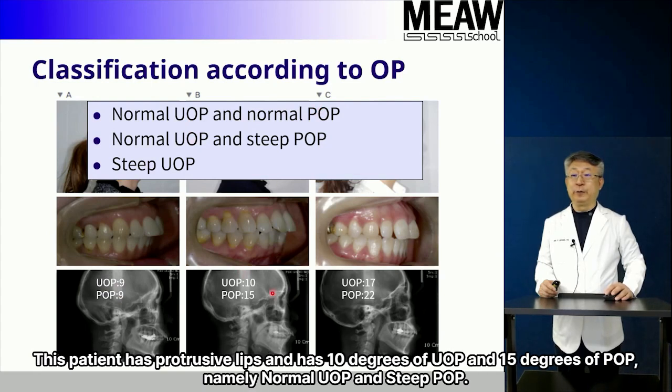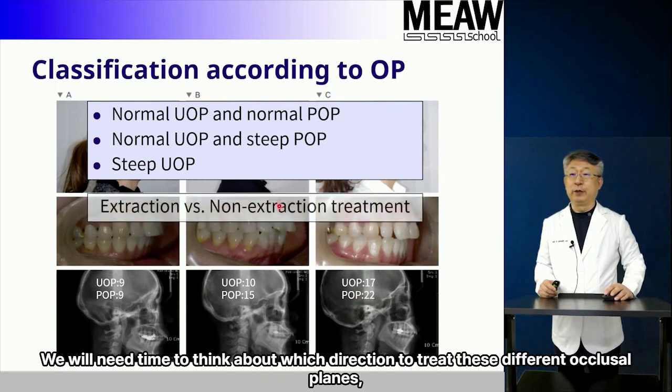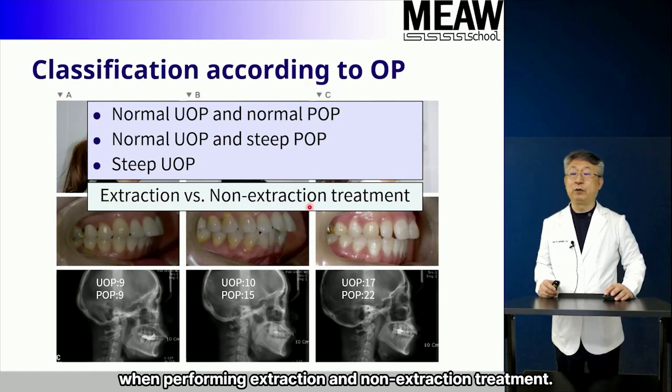This patient has protrusive lips and has 10 degrees of UOP and 15 degrees of POP, namely normal UOP and steep POP. This patient has protrusive lips, but has a UOP of 17 degrees and a POP of 22 degrees, steep UOP. We will need time to think about which direction to treat these different occlusal planes when performing extraction and non-extraction treatment.